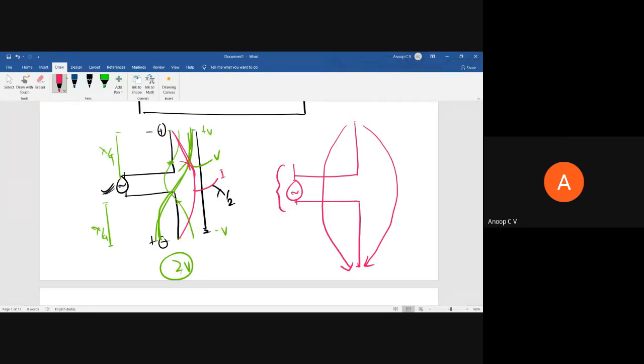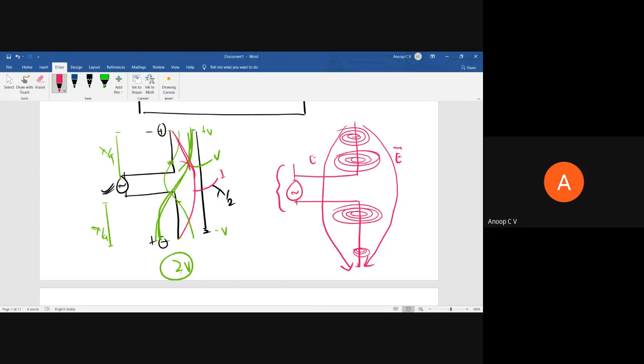So the electric field will be like this, either upward or downward, at times upward and some other times downward. And the magnetic field will be around this, the magnetic field will be around it.